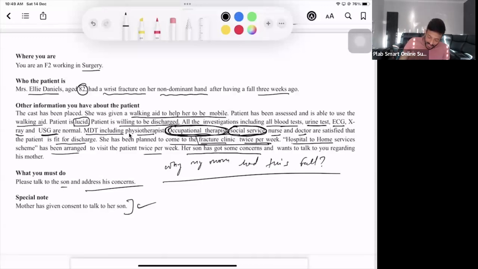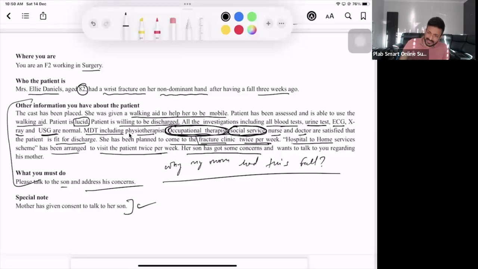Number one, what we have arranged, she's going to come to the fracture clinic twice per week, and we will see what the progress is in her case. Number two, we have also arranged a hospital to home service for her, which is going to be quite helpful as well. So this is what you need to do. When you do the counseling part, you actually explain what is given to you in the question. If you use all this information given to you in the question, the son in this particular case will feel more comfortable with that explanation, right?